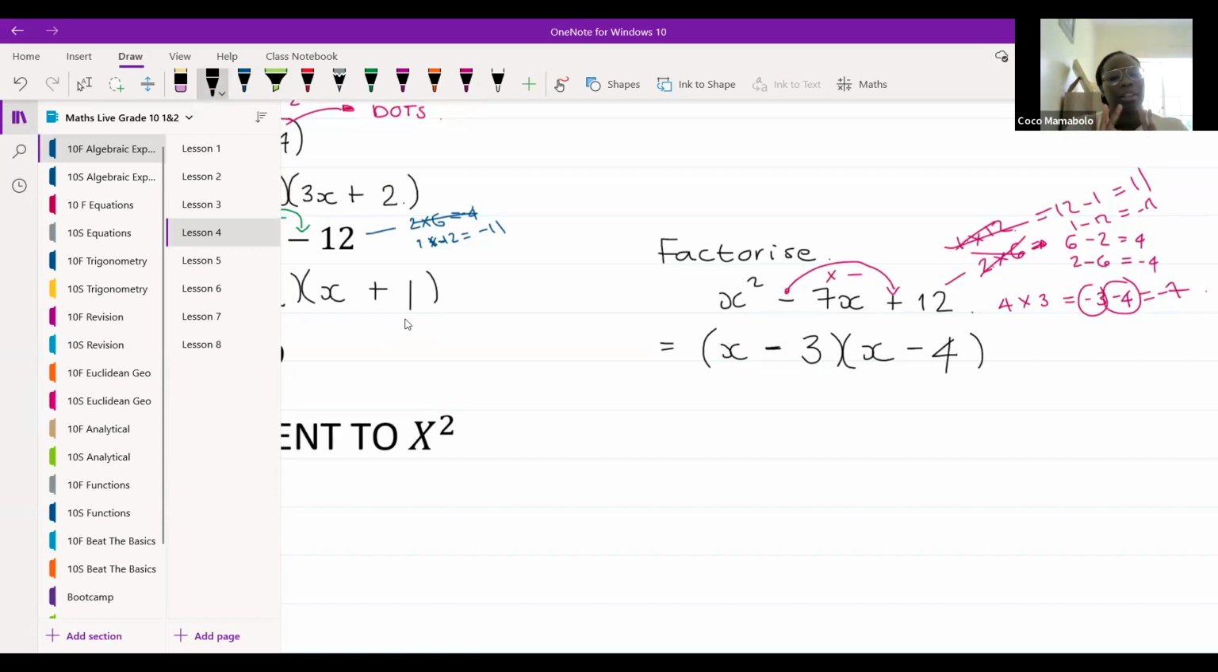Give me a thumbs up in the chat. Are you guys okay with the idea of how we get to the numbers that we need in each of the brackets? Should I do another example? Let me know in the chat.